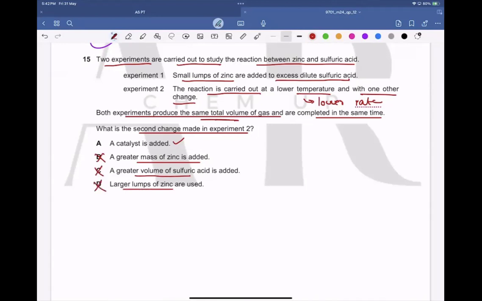So the correct answer would be A, because lowering the temperature would lower the rate, but still they are saying that the reaction is completing at the same time. It indicates that the other change would be the one which increases the rate. So that would be the catalyst only. And the amount of product is the same. Is this clear to all of you?